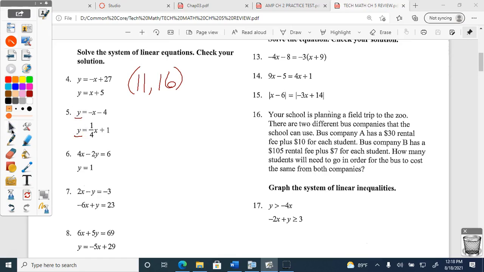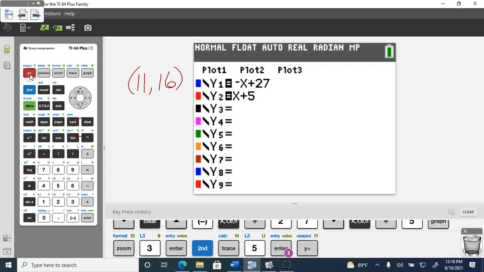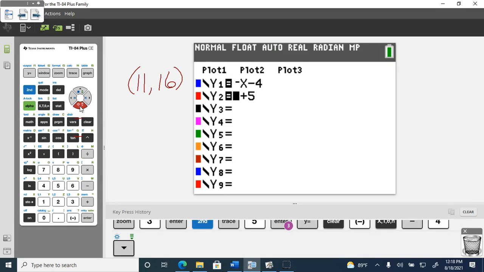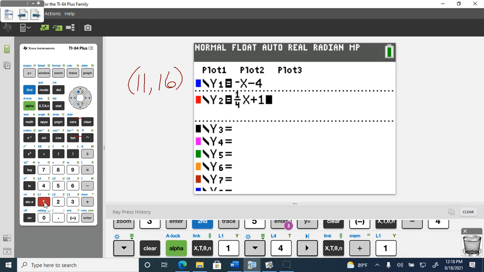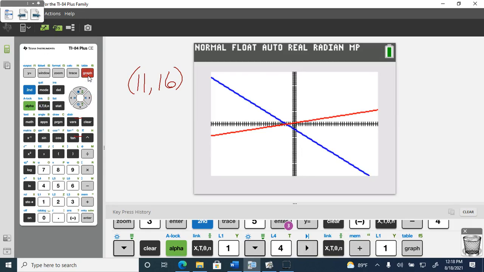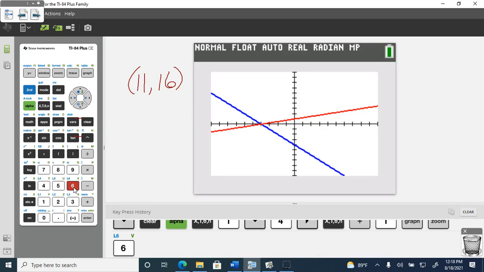So let's do that. So we got negative x minus 4. Is that right? Yes. Negative x minus 4. And I totally forgot the bottom one. What was the bottom? 1/4 x plus 1. Like that. Same process. Hit graph. I'm going to hit zoom 6 and make it back to normal.